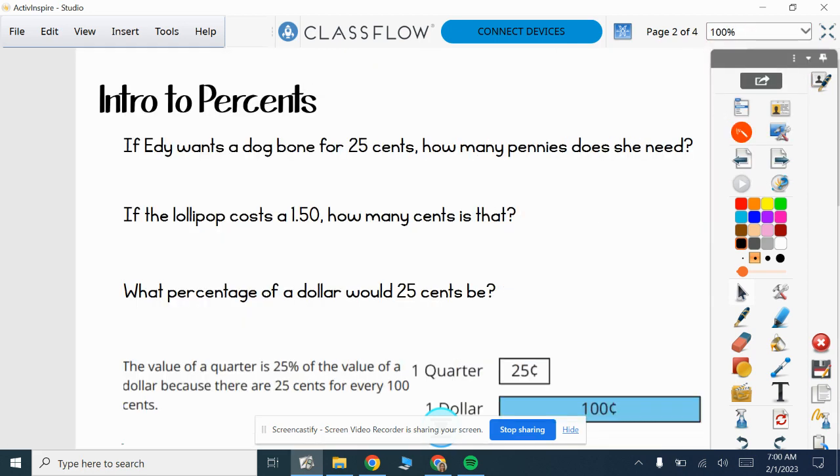All right, so let's talk about this. Let's zoom this in. So, intro to percents. When we're talking about percents, we're still talking about hundreds. So, always keep those pennies in the back of your mind.